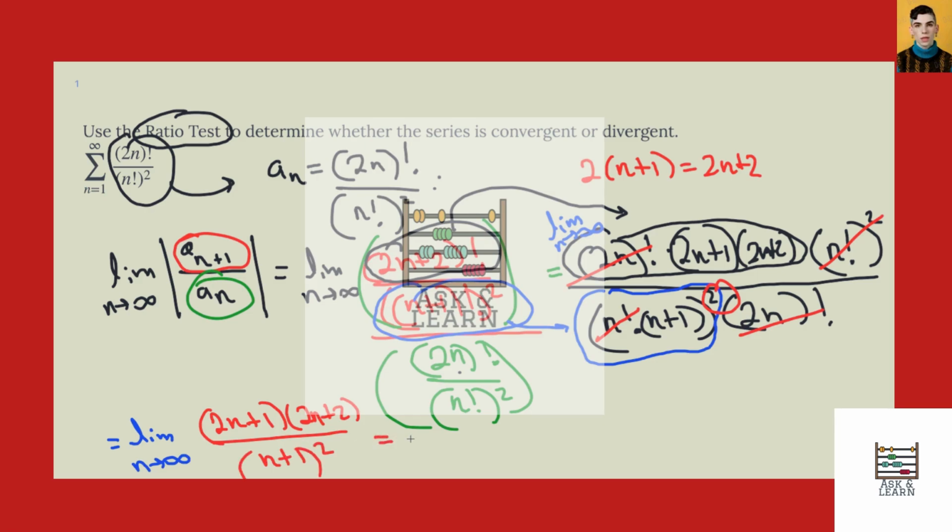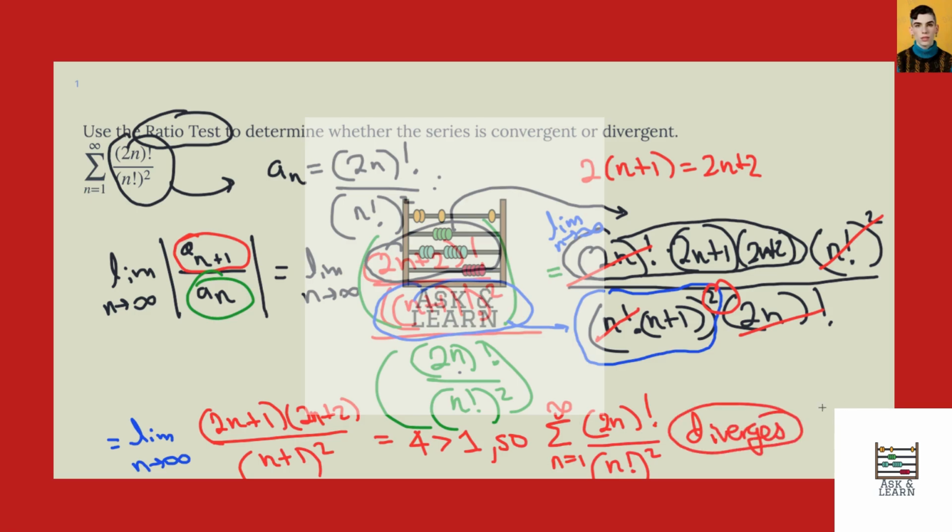This limit is equal to 4. Just look at the leading terms of these quadratics. This is bigger than 1, so we can conclude that the series from 1 to infinity of (2n)! over (n!)^2 diverges by the ratio test. And that's our final answer.